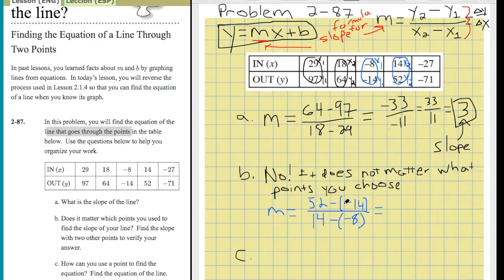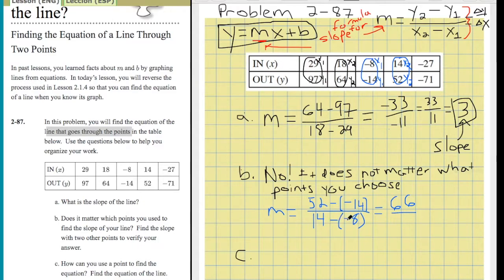A lot of times the common error people make is that they do y2 minus y1 and then they do x1 minus x2, because they're already looking at the first point when they're doing this part here. Anyways, try to avoid that. Common error alert. 66 here. So subtracting a negative means adding together, and 52 plus 14 is 66.